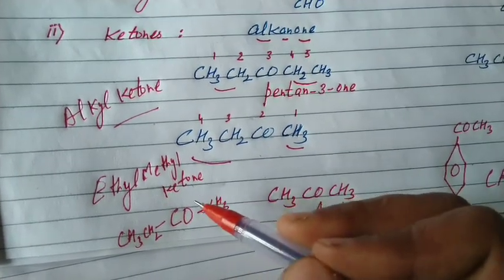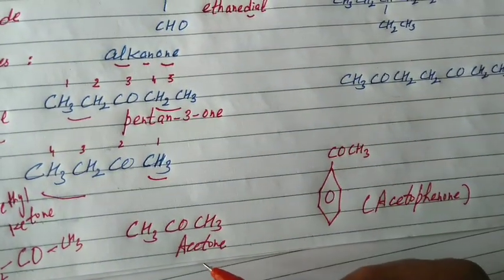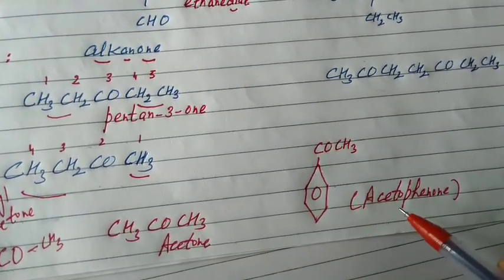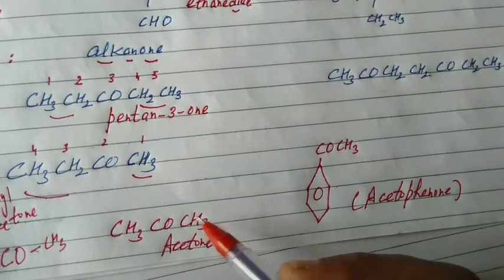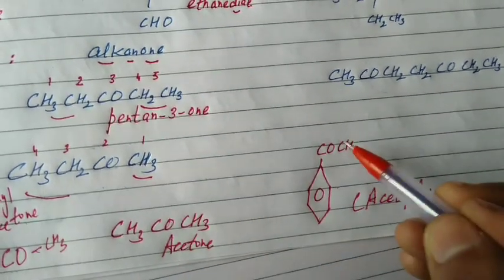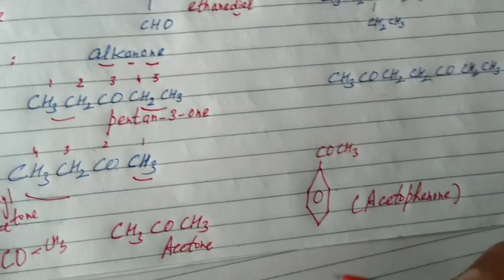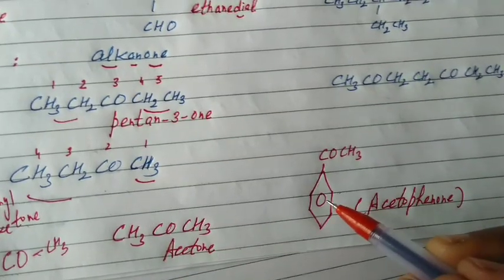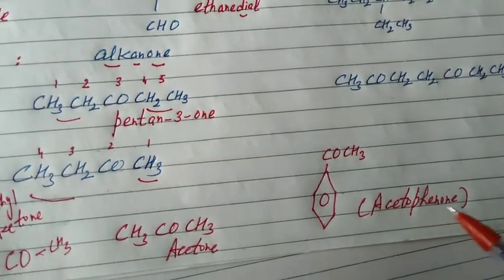Alkyl ketone, it is dimethyl ketone. Its commercial name is acetone. This is acetophenone. This is acetone, students, dimethyl ketone. This is acetophenone, methyl phenyl ketone. One of the methyl groups is replaced by a phenyl group, so acetone becomes acetophenone.